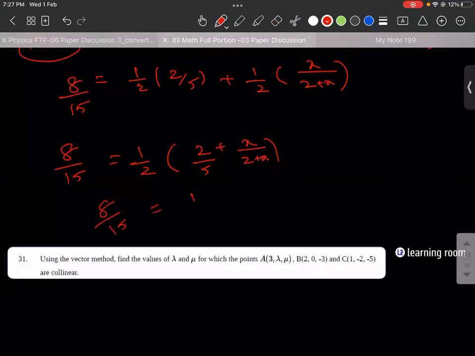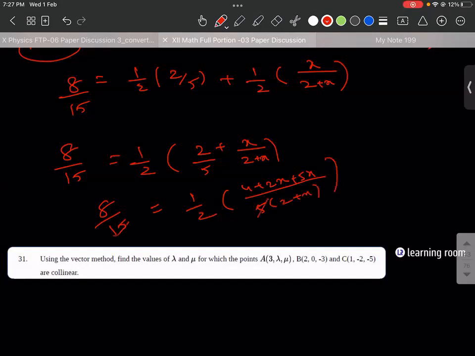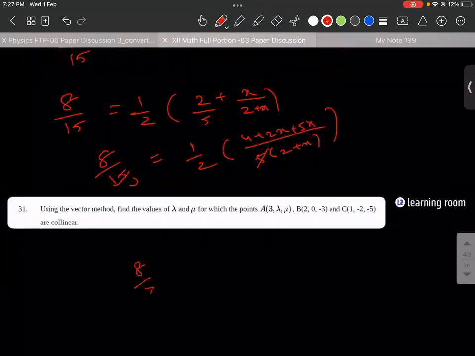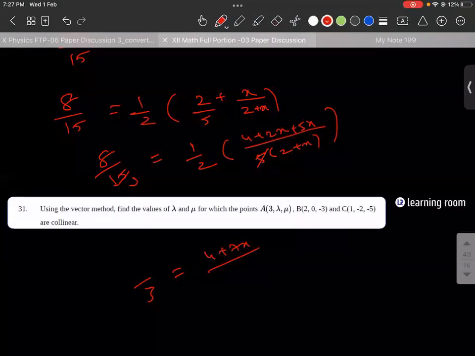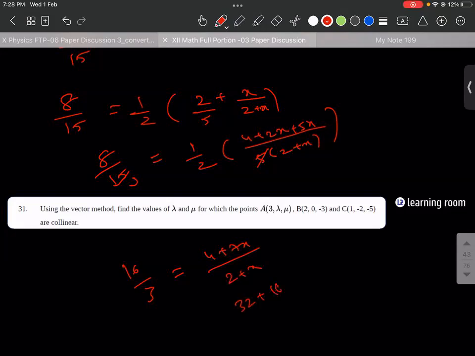So 8 by 15 is equal to half into 4 plus 2x plus 5x divided by 5 into 2 plus x. So this 5 will cancel this 3 times. So 8 by 3 is equal to 4 plus 7x divided by 2 plus x, or 16 by 3 is equal to 4 plus 7x divided by 2 plus x. So 32 plus 16x is equal to 12 plus 21x. So 20 is equal to 5x, x will be 4. That is the answer.